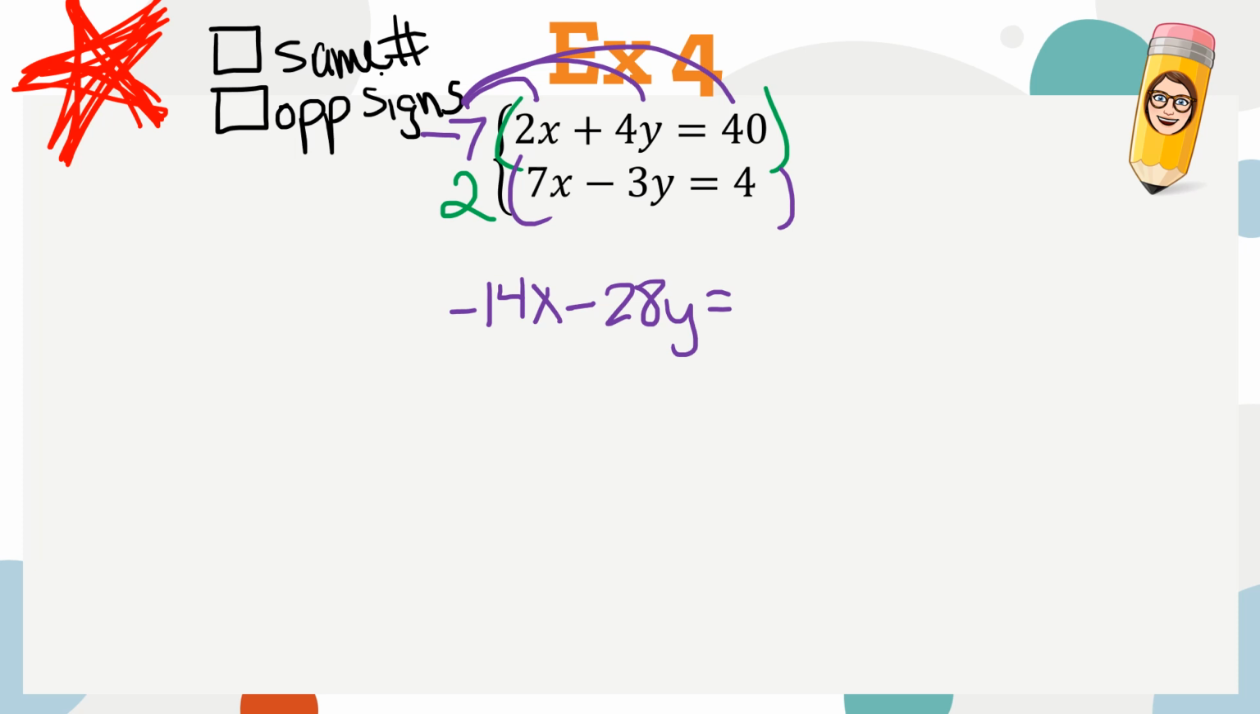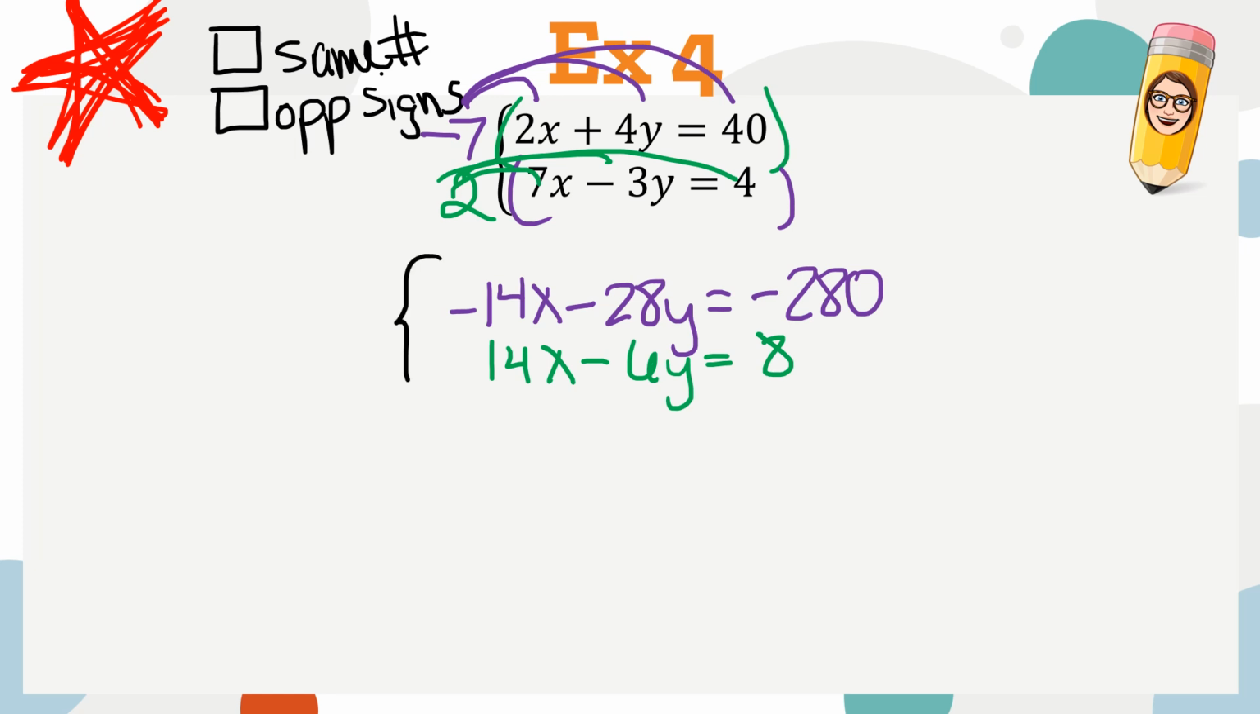We've got negative 280. All right, let's distribute again. We're going to take everything times 2 on the bottom equation. That gets me 14x, negative 6y, and positive 8. All right, we just totally rewrote the problem. Let's check it out. Do we have the same numbers now? Yup. Do they have opposite signs? Yup. Now I'm ready to continue.